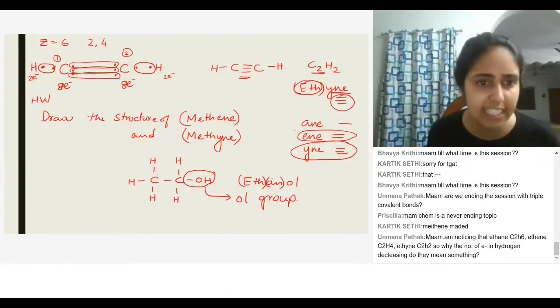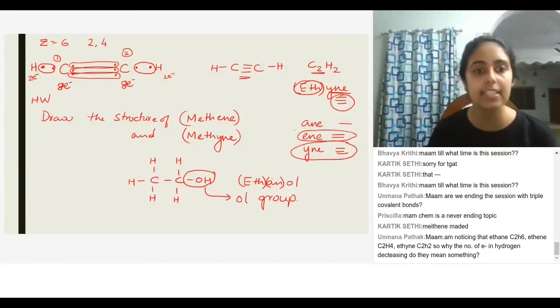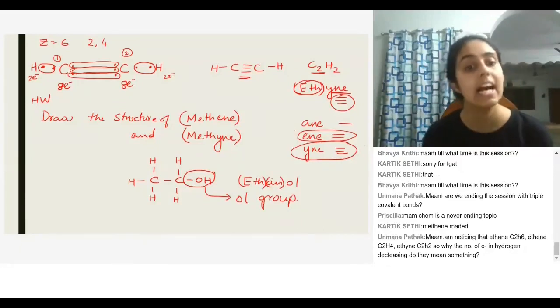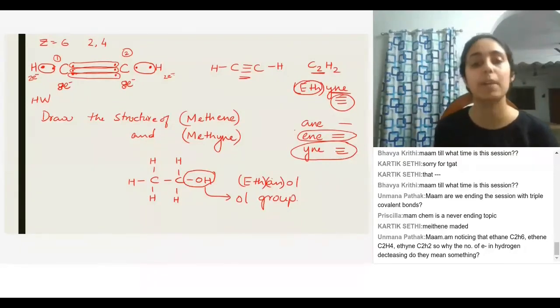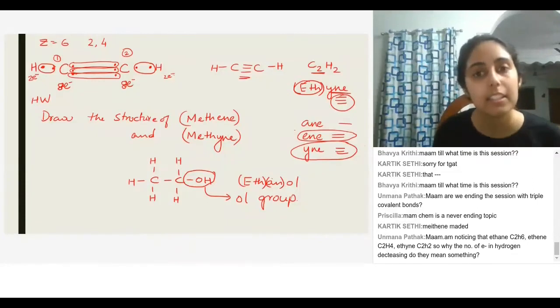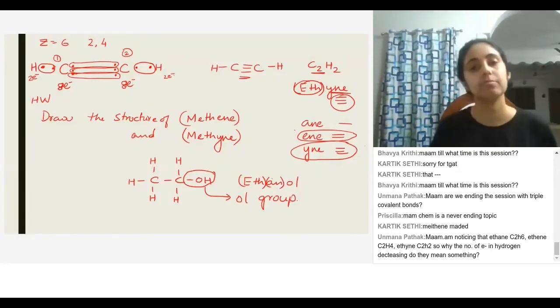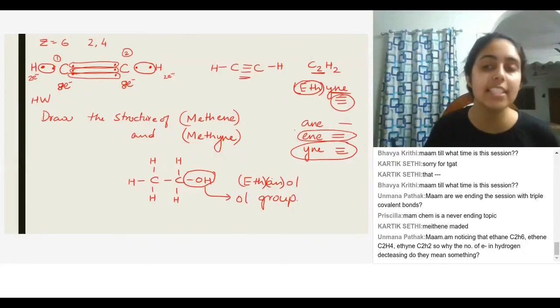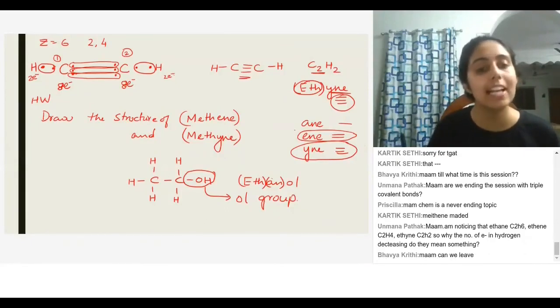I'm noticing that ethane is C2H6, ethene C2H4, ethine C2H2. Why is the number of hydrogens decreasing? Do they mean something? Yes, that does mean something, Unmana. Good observation. One is a single bond, the other is a double bond, the other is a triple bond. Correct. So the number of hydrogens is decreasing because the electrons are being used.